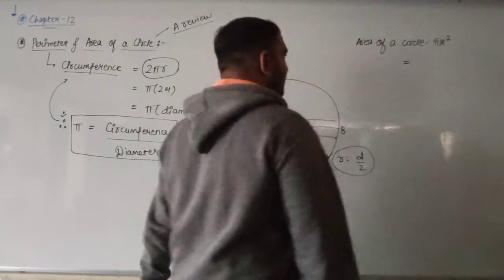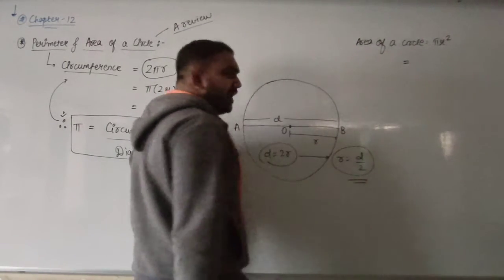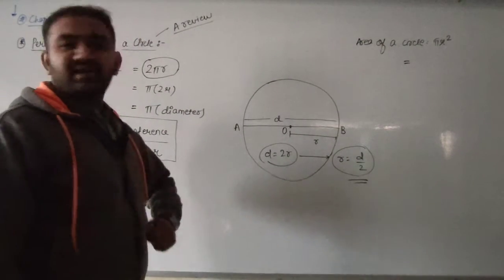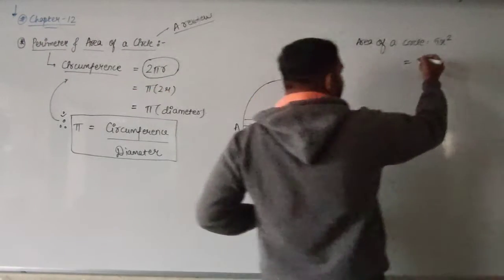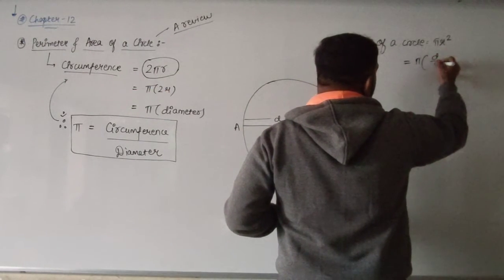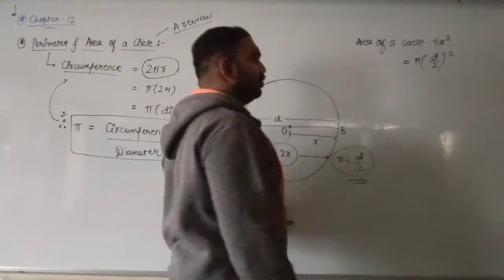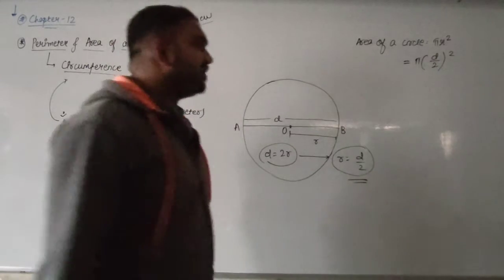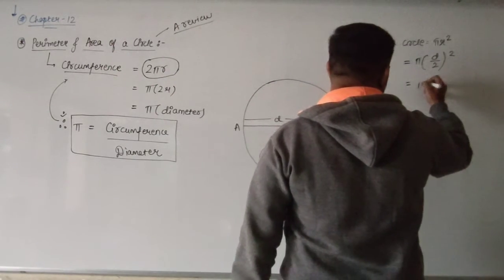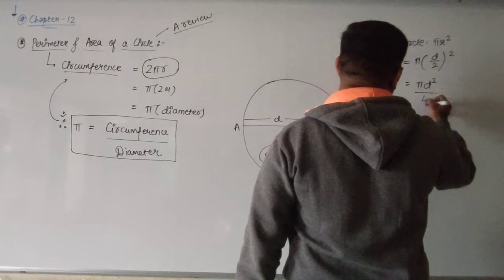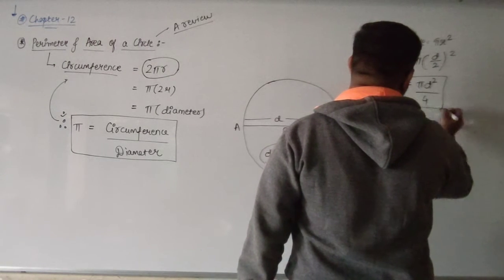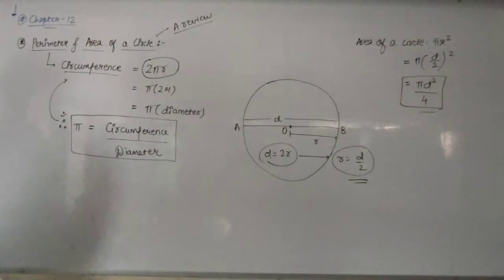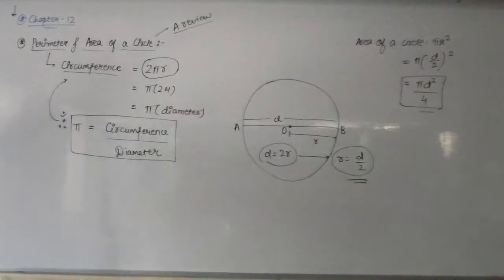Now we know the relation between radius and diameter, right? So here we are going to study the second formula for the area of the circle, that is pi into radius, which is diameter divided by 2, whole square. R is equal to d upon 2. Squaring, we get pi into d square upon 4. That gives you the second formula for the area of the circle, pi d square upon 4, or pi r square.